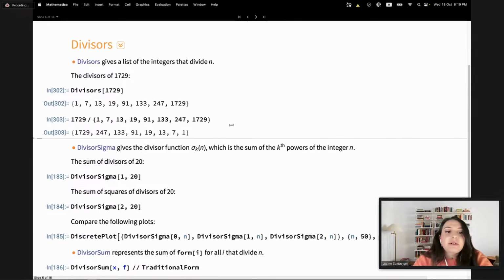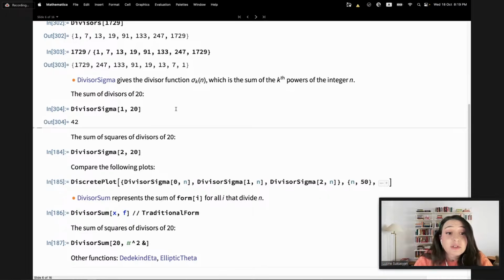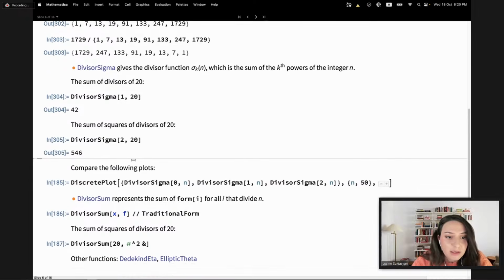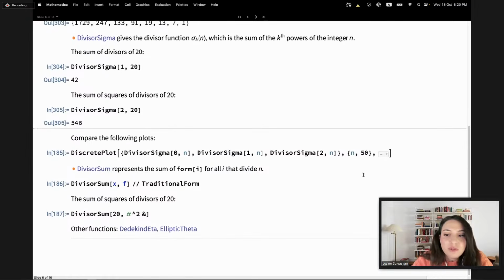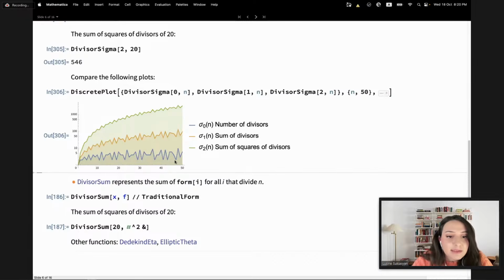The next one is DivisorSigma, which gives the divisor function sigma k of n, which is the sum of the kth powers of the divisors of n. So the sum of divisors of 20 is just DivisorSigma[1, 20]. The sum of squares of divisors of 20 is DivisorSigma, you just write 2 here, 2, 20, and you get this number. And we can even do this nice plot and compare the number of divisors, the sum of divisors, and the sum of squares of divisors.